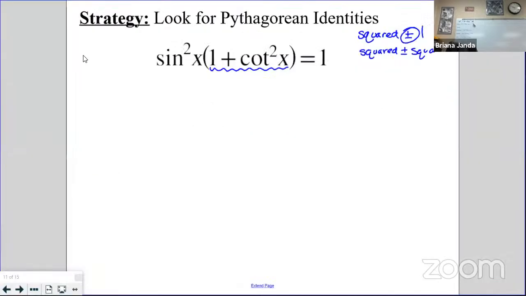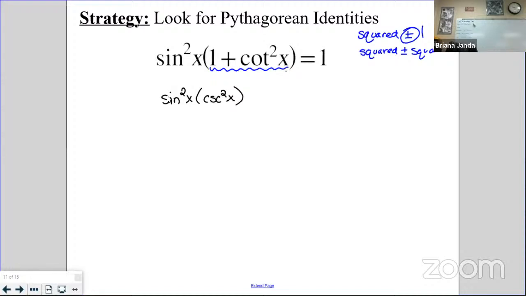Okay, so I have sine squared x, and I'm now going to replace this with its Pythagorean identity, which is cosecant squared. Parentheses, not parentheses, doesn't matter. It's one thing. Times, it's times, right? Okay, I'm trying to get it to be 1. Give me a suggestion. What could we do here? Keeping in mind there's more than one correct answer at this point.